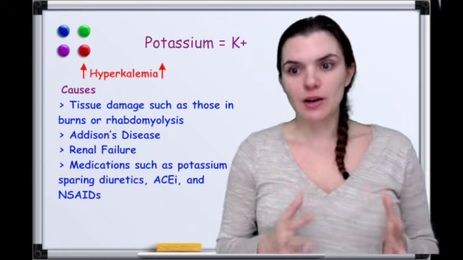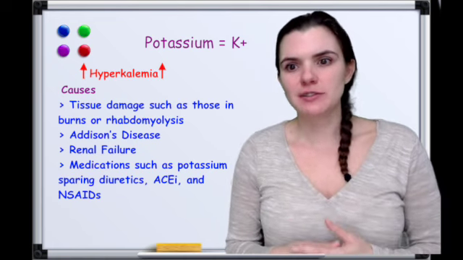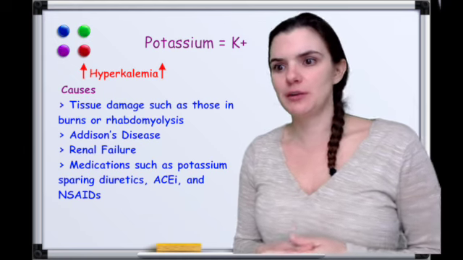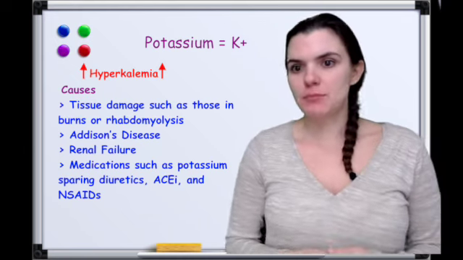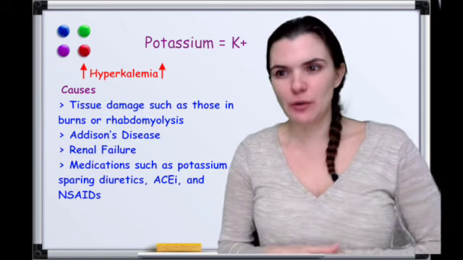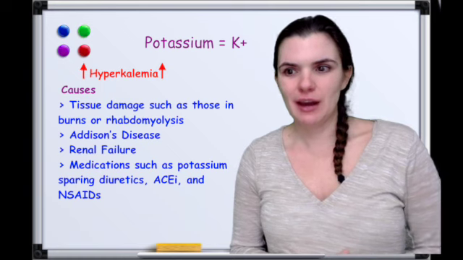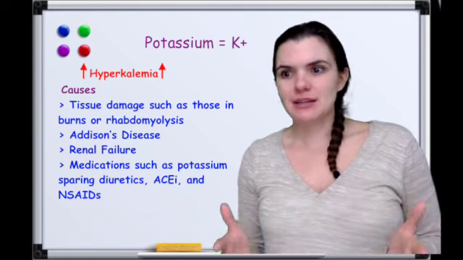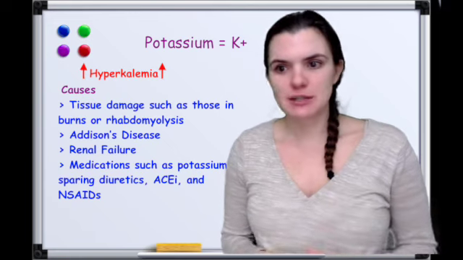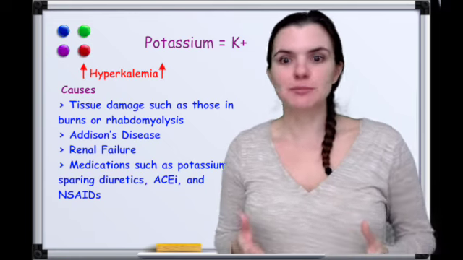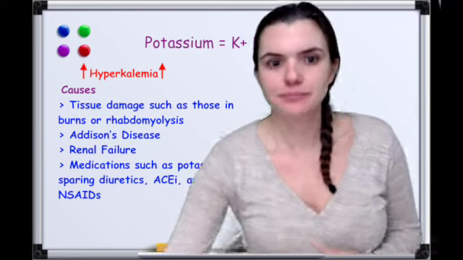Addison's disease can also cause hyperkalemia, and this is where we have decreased aldosterone. So we're going to be excreting our sodium, but increasing our potassium. Renal failure in patients who have elevated BUN and creatinine, you're going to definitely see that potassium level increase very high. And many times they need dialysis to bring it back down. And medications can do this as well, such as potassium-sparing diuretics like spironolactone, ACE inhibitors, or even NSAIDs.